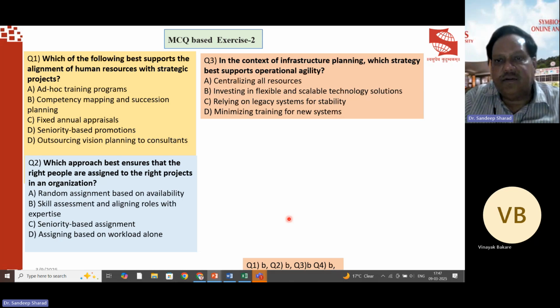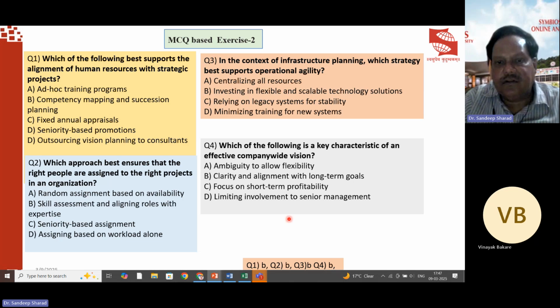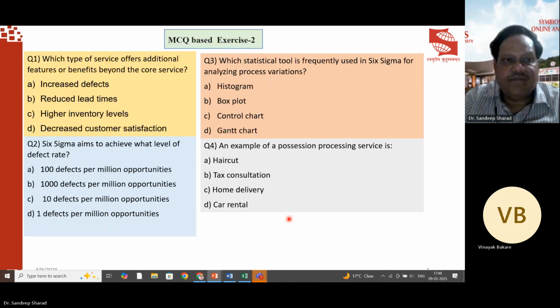In the context of infrastructure planning, which strategy is best suited for operational agility? Investing in flexible and scalable technology solutions. Which of the following is a key characteristic of an effective company-wide vision? That is clarity and alignment with the long-term goals.